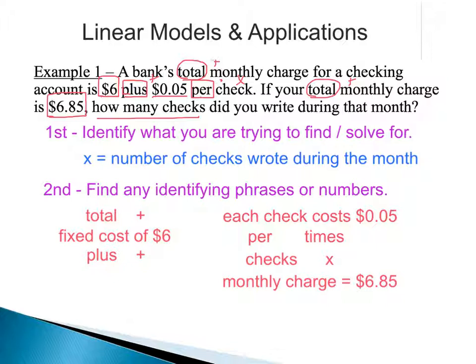So there's a lot of information, but the key parts that we have is first, we're definitely going to have an addition problem between the total and the plus. We have this constant fixed cost of $6, and then we have this variable cost of 5 cents per check. So we're going to be multiplying the 5 cents by the number of checks that we have. We don't know how many checks we have. That's what our X is. And then finally, we have this total monthly charge of $6.85, which means that's what we're going to be setting it equal to.